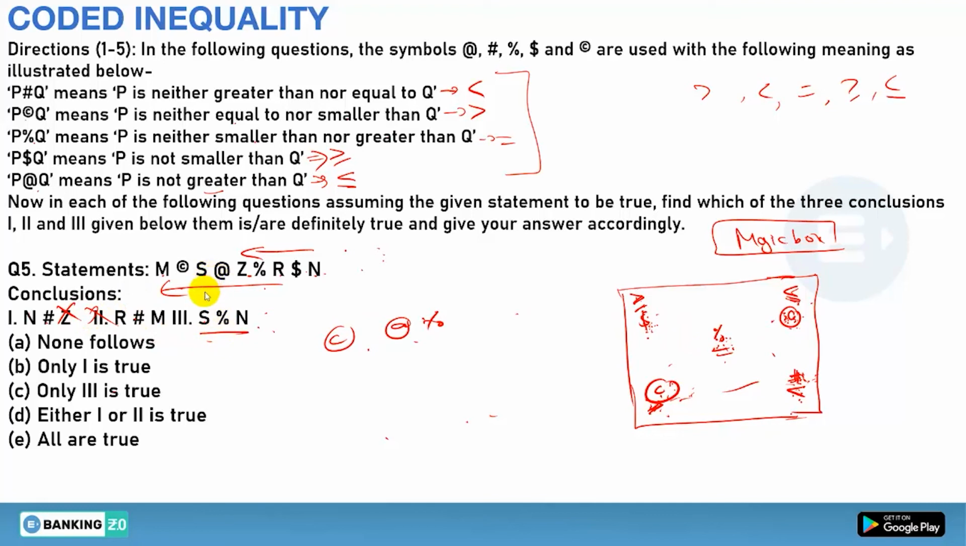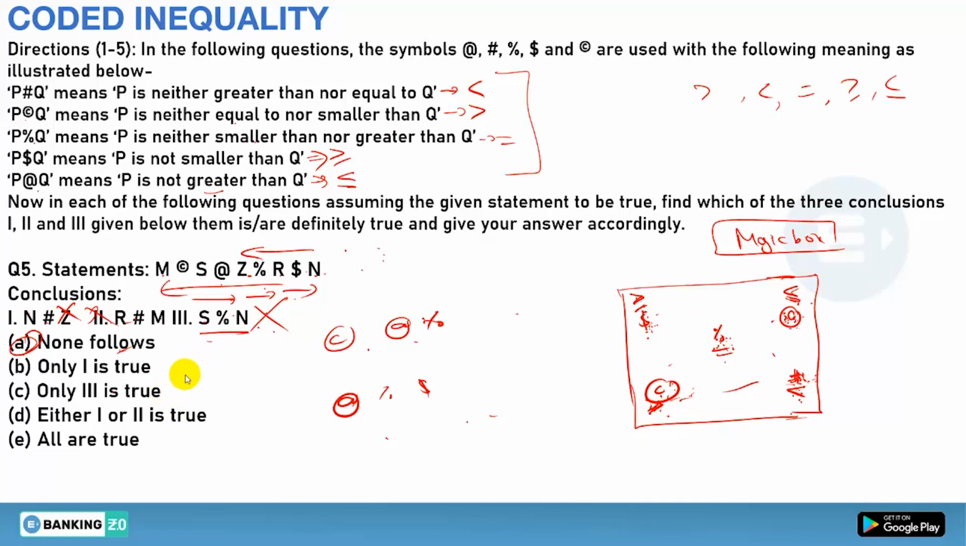Now S to N. S to Z, Z to R, and R to N. So at the rate, percentage, and dollar. Again, we can't justify this. So what will you say now? Okay, so none follows because there will be no one that is following. Okay, done.